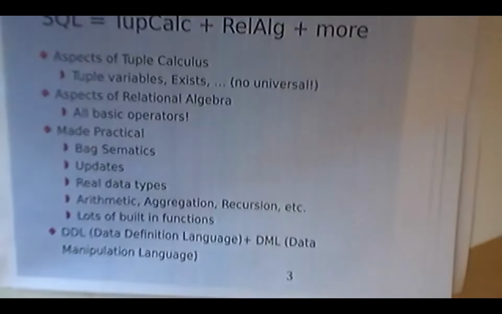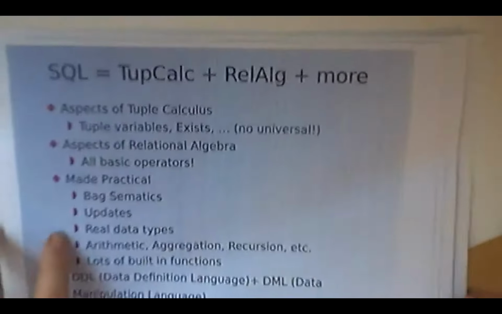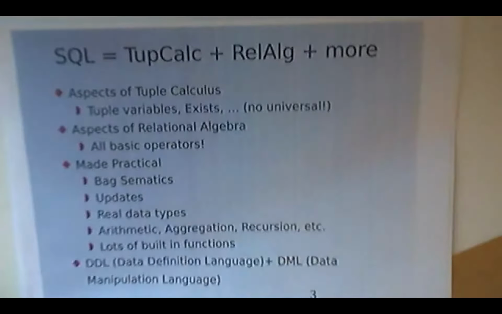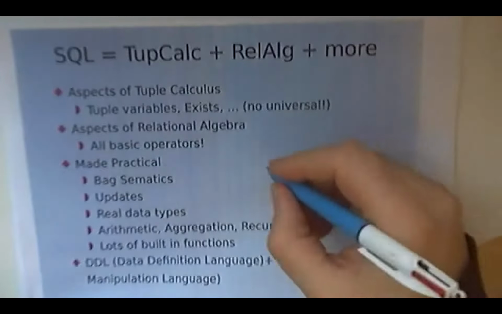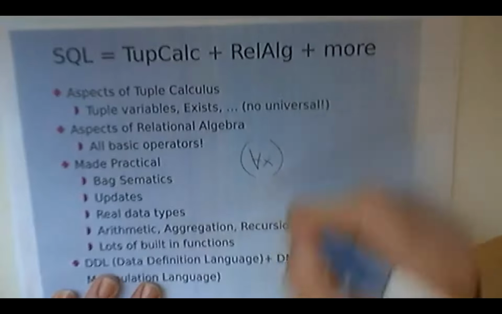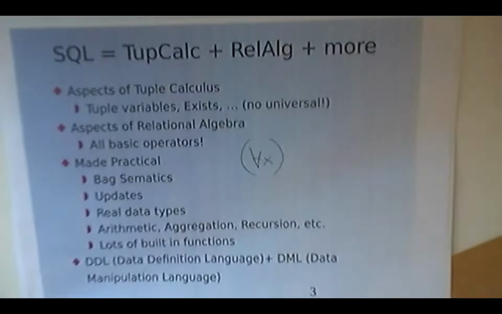All right. So you could say that SQL is basically the tuple calculus plus the relational algebra. So you can do both, plus a lot more. It has aspects of the tuple calculus in that it has these tuple variables. It has no universal quantifier, but instead, it simulates that with a double not exists, and we'll show that later on. It has all the relational algebra operators.